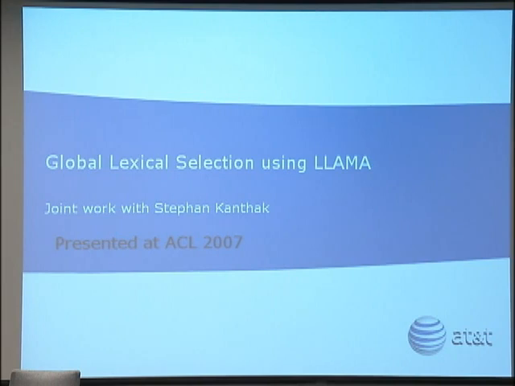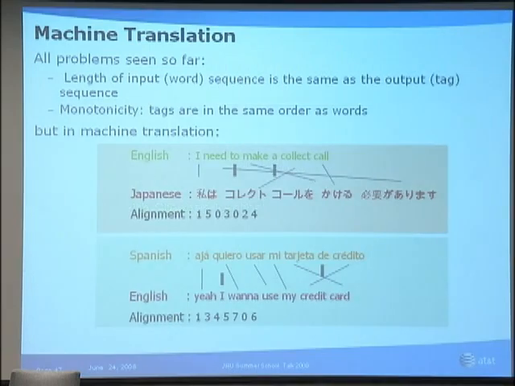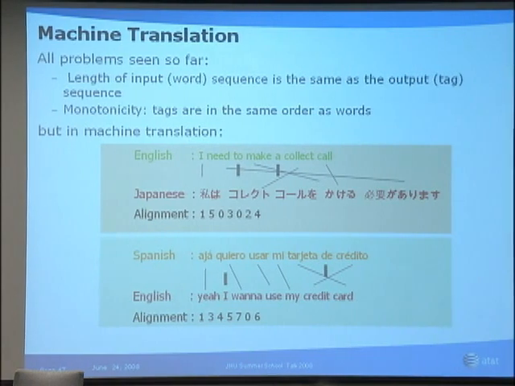So now let's go one step further. We talked about words and tags, and now we go to a problem where the length of the tag sequence need not be the same as the length of the input word sequence, which is a translation problem. Feel free to stop me. We have about half an hour to go, so don't sleep.